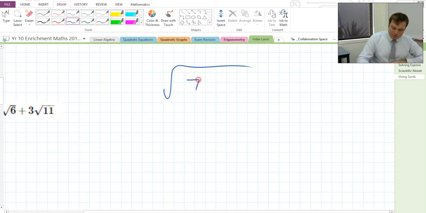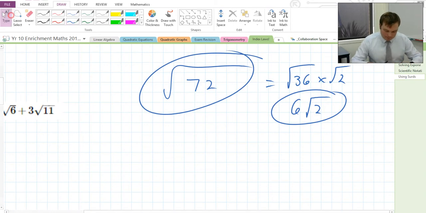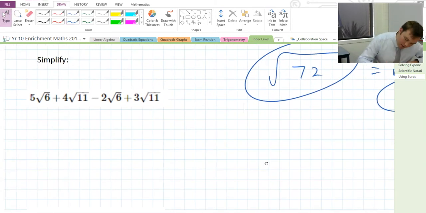72? 72, sure. I would take that to be square root of 36 times square root of 2. Square root of 36 becomes 6. Root 2 we can't do anything with. This is the simplified version of that.